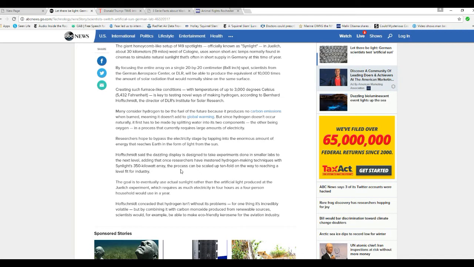Hoffschmidt said the dazzling display is designed to take experiments done in smaller labs to the next level, adding that once researchers have mastered hydrogen-making techniques with the 350-kilowatt array, the process can be scaled up tenfold on the way to reaching a level fit for industry. The goal is eventually to use real sunlight rather than the artificial light produced at the Jülich experiment, which requires as much electricity in 4 hours as a 4-person household would use in a year.